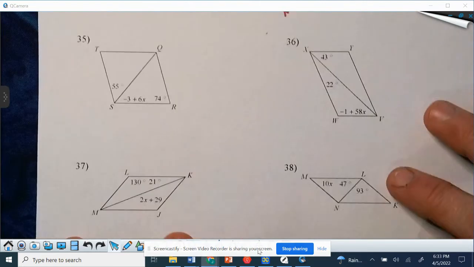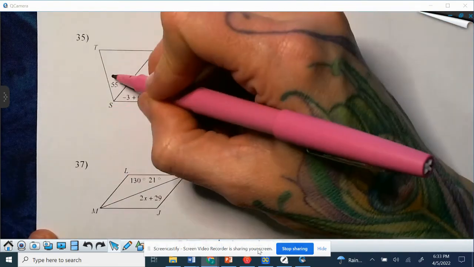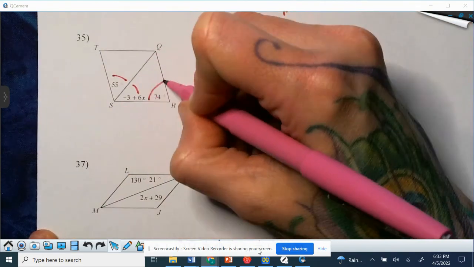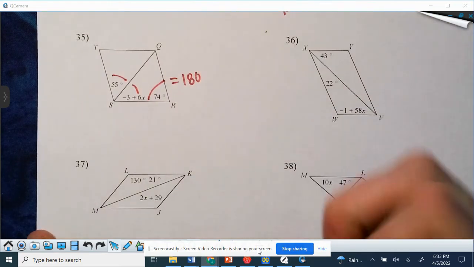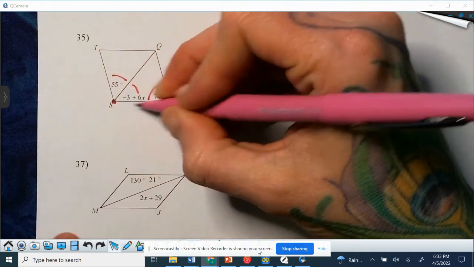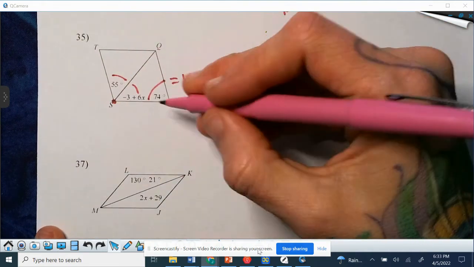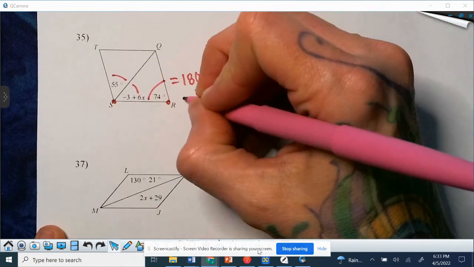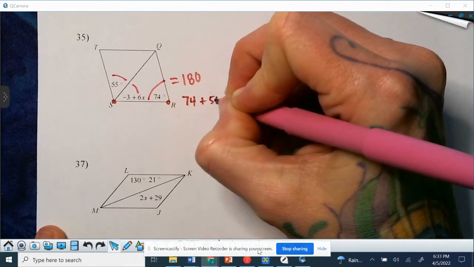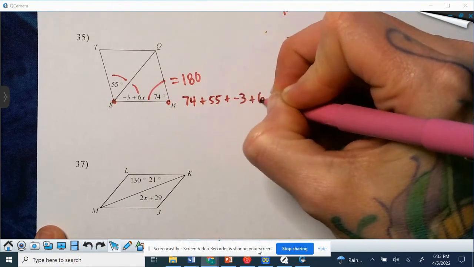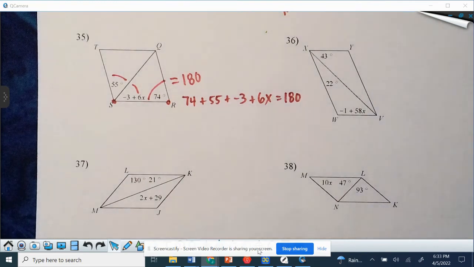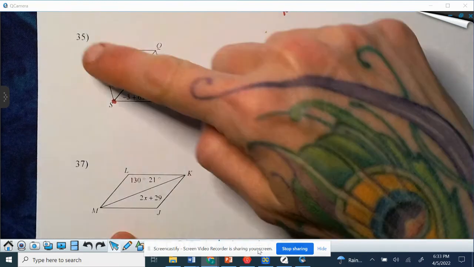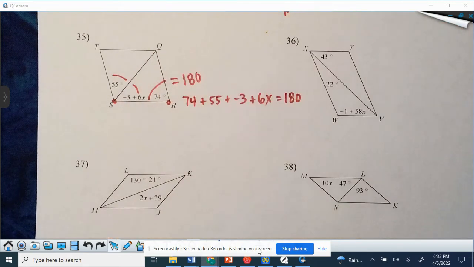And then down here, we've now got a diagonal in here. So that means this guy plus this guy plus this guy is equal to 180, because they are consecutive or along the same side, as we're reading them in order, as we run around the sides. So that means 74 plus 55 plus a negative 3 plus 6x equals 180, because they are along that straight line. That means angle TSR, so the whole angle S and the whole angle R are a linear pair, if you can remember that from back in the days. So that's why they're 180.